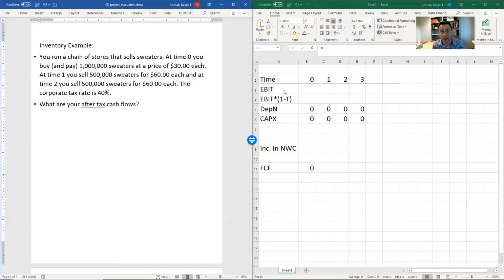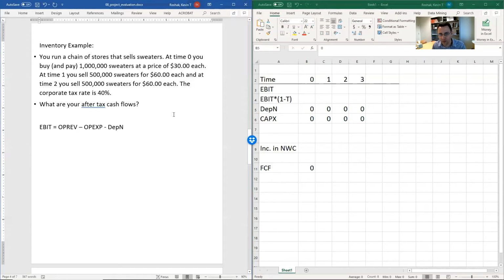Let's think about EBIT. We know that EBIT is our operating revenues minus our operating expenses minus our depreciation. We know that there's no depreciation, so all we have to worry about are operating revenues and expenses.